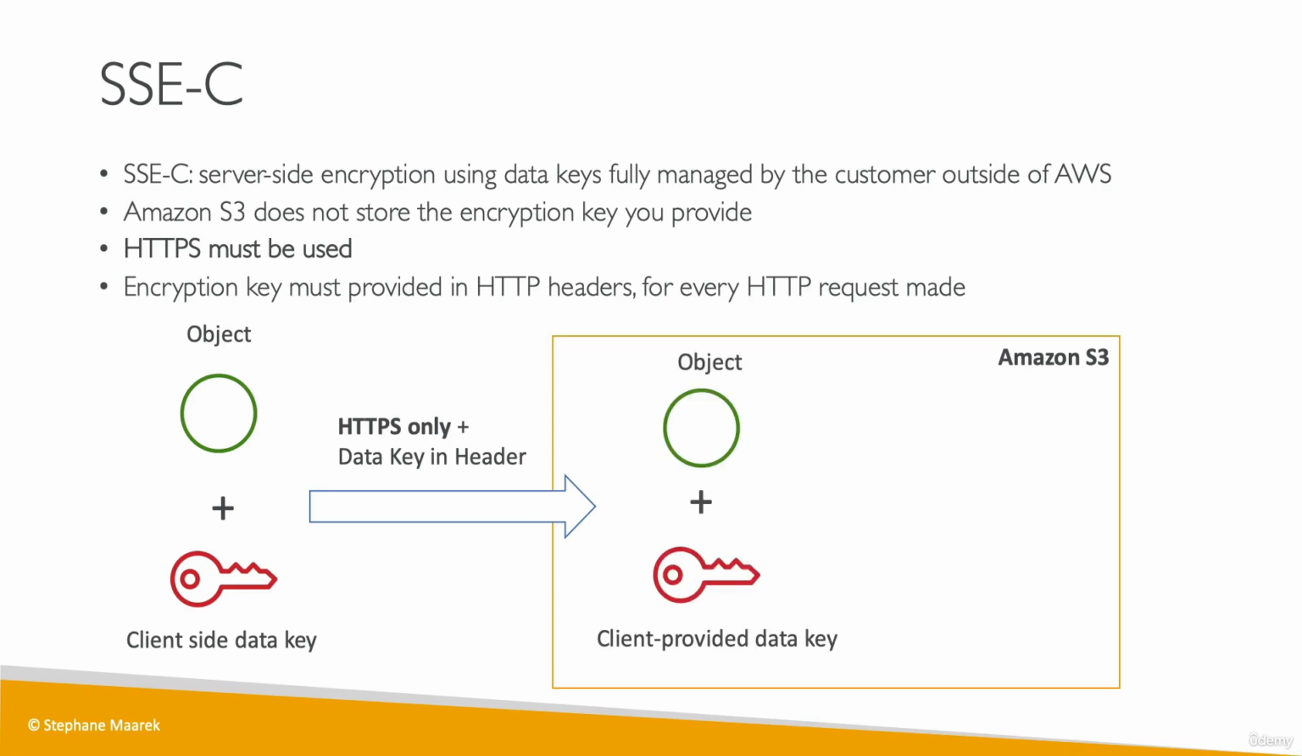So therefore, Amazon S3 receives the exact same object and the client provided data key. And then again, it is server-side encryption. So Amazon S3 will perform the encryption using these two things and store the encrypted object into your S3 buckets. If you wanted to retrieve that file from Amazon S3 using SSE-C, you would need to provide as well the same client-side data key that was used.